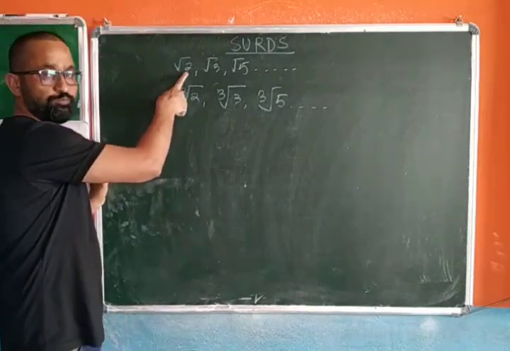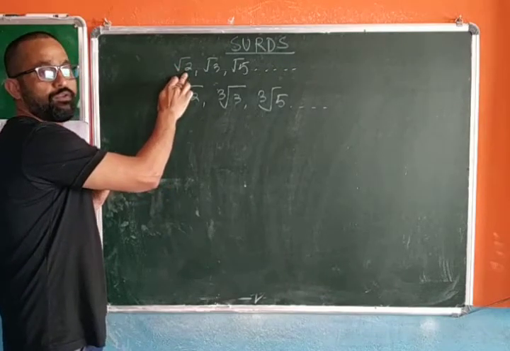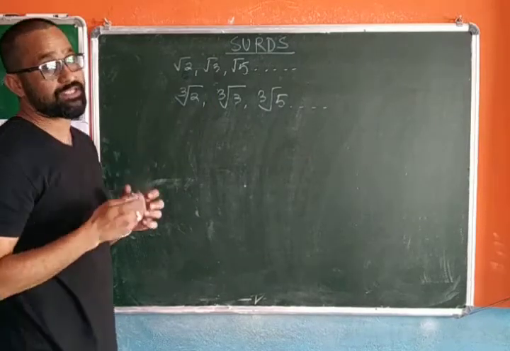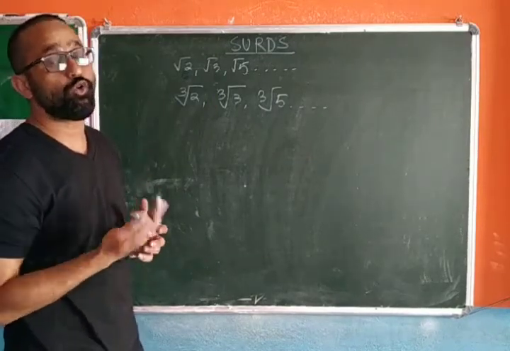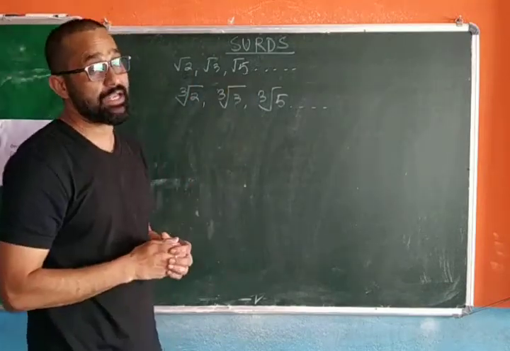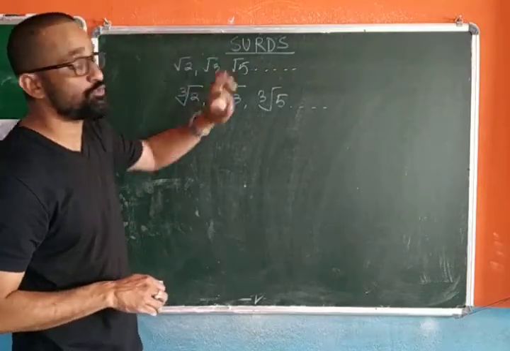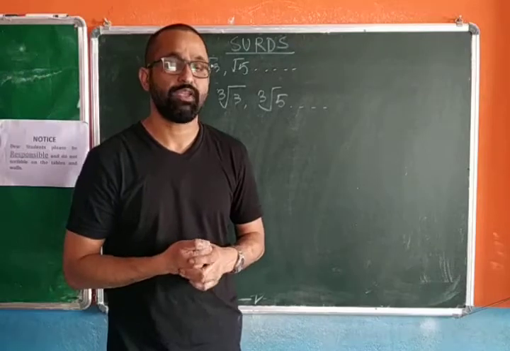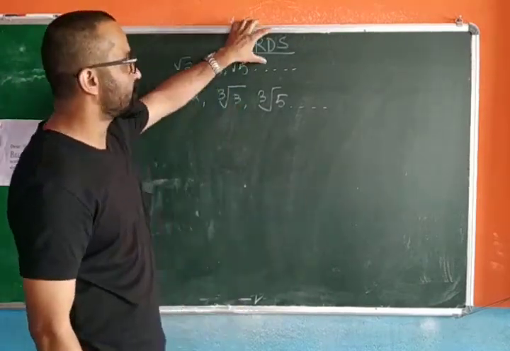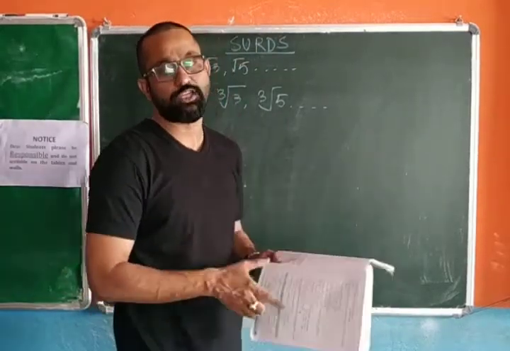This root 2 cannot be expressed as a square of 2. Root 3 cannot be expressed as a square of 3. Root 5 cannot be expressed as a square of 5. So we say that these numbers out here are surds. Special irrational numbers are considered as surds. Look at the definition given in the book.